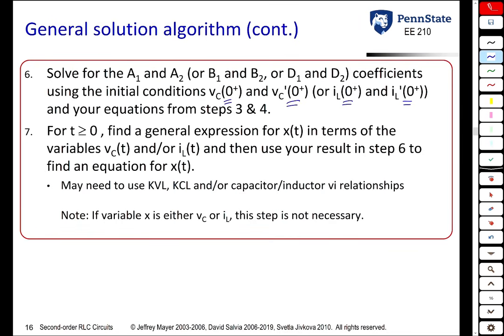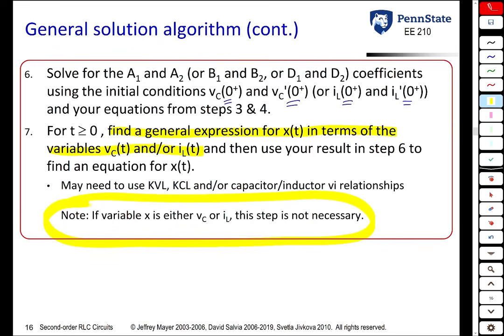The final step, which is one of these steps that you don't necessarily have, is if what you're looking for is something other than VC or IL, you find a general expression relating that variable to the variable that you solved for in step 6. And as in the first order case, this step may or may not be necessary.